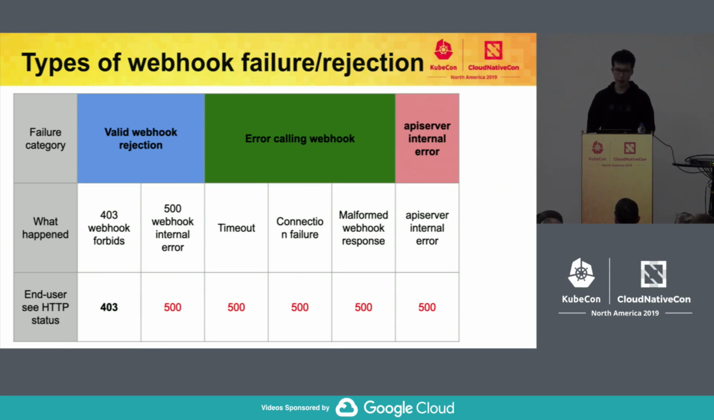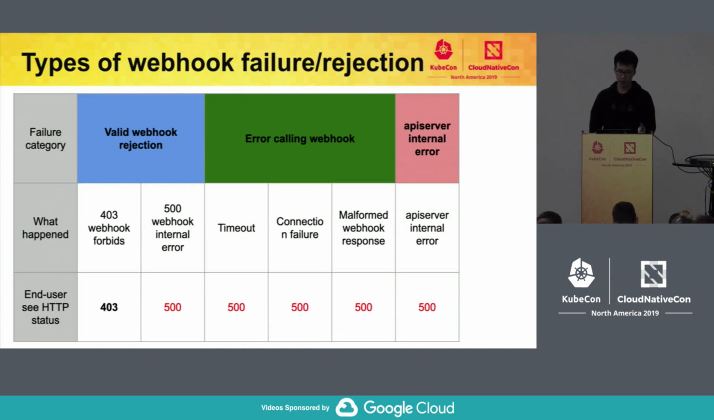The second category of webhook failure is error calling webhook. For example, if the webhook backend is too slow and timed out, or the API server just failed to establish a connection to talk to the webhook backend, or if the webhook sent back the admission response, but the API server failed to parse it because the response was malformed. In this case, the API server will return to the end user a 500 internal error and potentially a reason explaining the error.